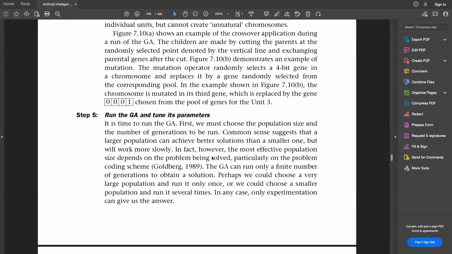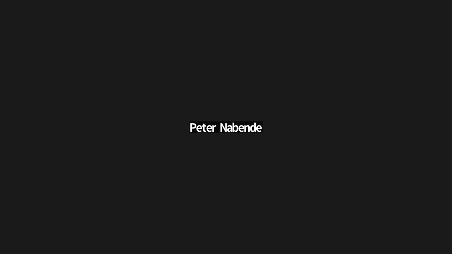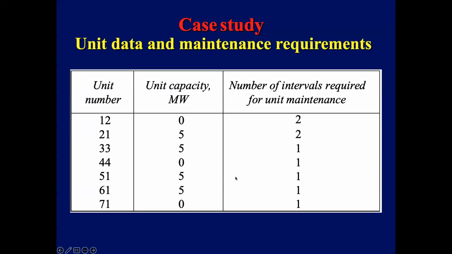Then lastly, in number 5, we run the genetic algorithm and set its parameters. Of course, when running the genetic algorithm, we decide on the population size and then the number of generations. There's some discussion about some of these figures, but I think it is safer for me to stop here and go back to the slides. Let me share the slides now. Okay, I hope the slide is showing.